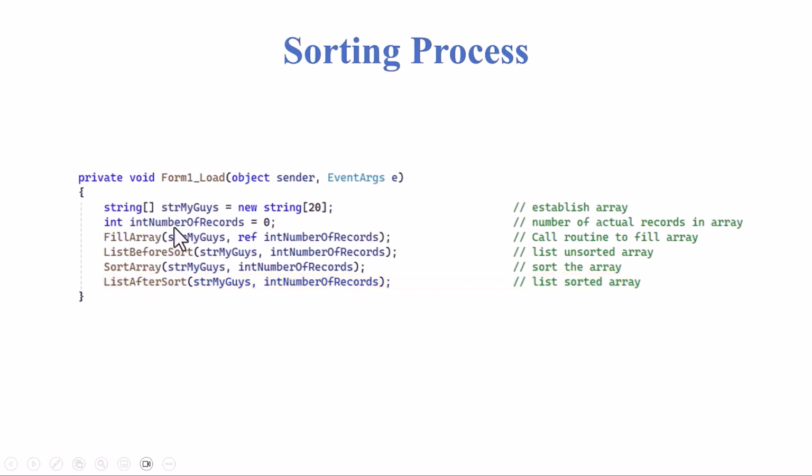And by doing it in form load, or any button actually, where you can use call methods to do this, it kind of documents what we're going to be doing here. We're setting up an array. We're getting a counter. We're going to fill the array. We're going to list before the sort.